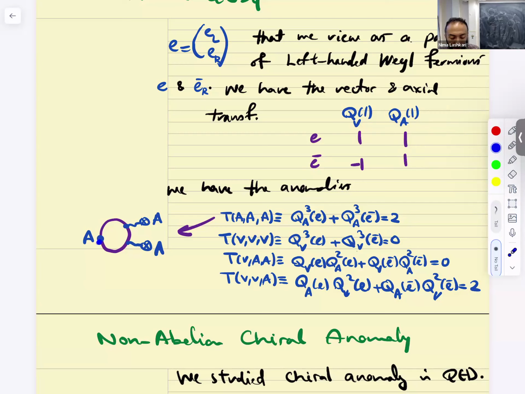So if I have vector, vector, vector, then QV cubed of E plus QV cubed of E bar cancels out. No anomaly for the vector part. But now in 3 dimensions, I can have vector, axial, axial, or vector, vector, axial. Here are where they are. Vector, vector, axial is anomalous.